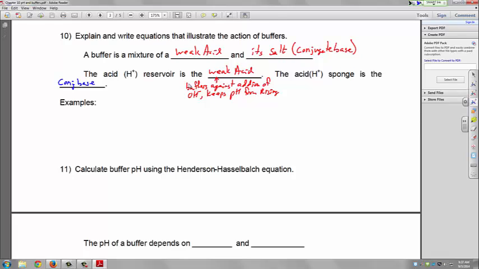The base is just the opposite. The hydrogen ion, or the acid sponge, is soaked up by the conjugate base. Right? This buffers against hydrogen ions and keeps the pH from falling. All right. You add acid, pH goes down, but we've got this conjugate base to soak up those hydrogen ions and keep it from falling down.